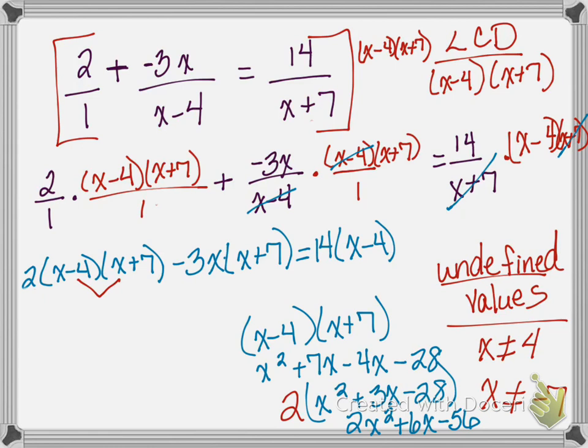We had a lot of multiplying to do there. So I have 2x squared plus 6x minus 56.